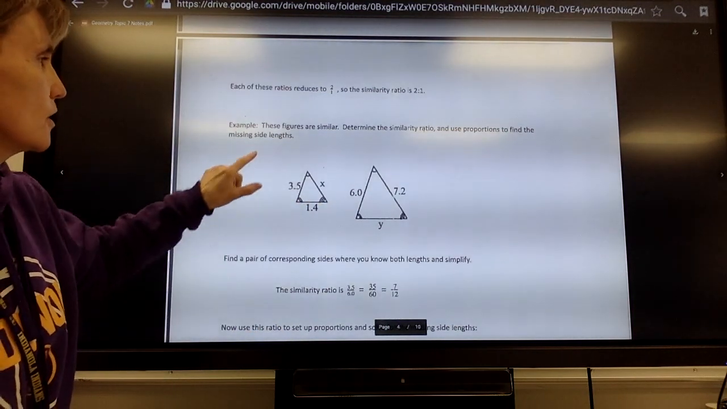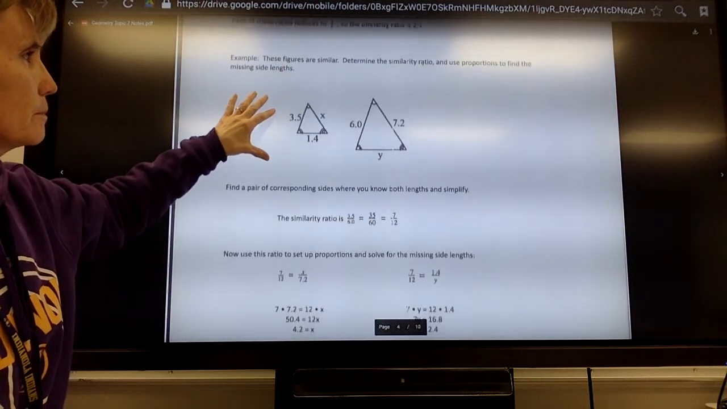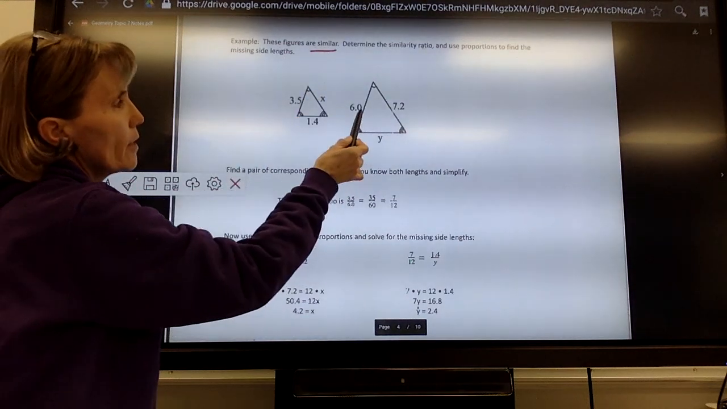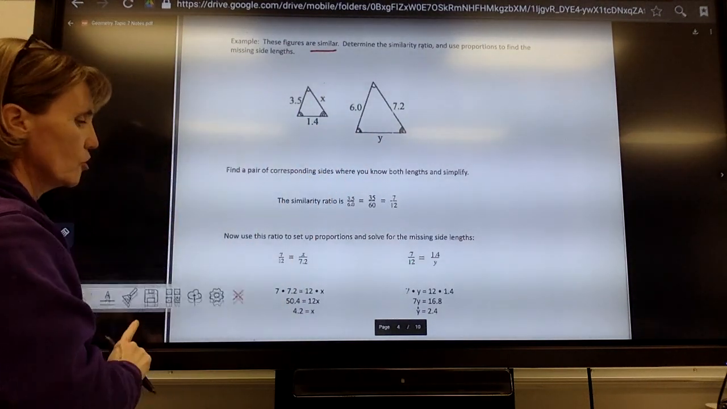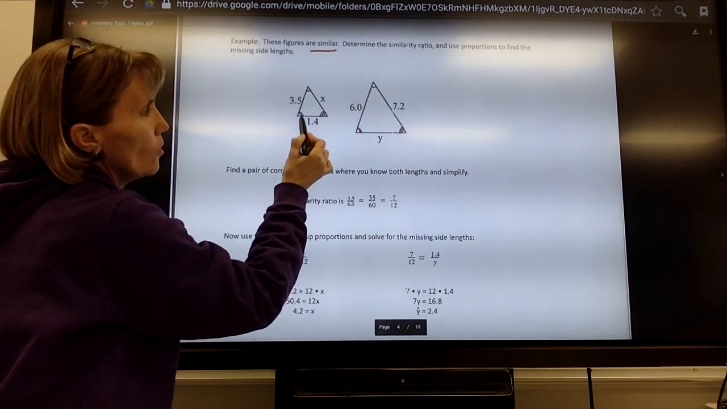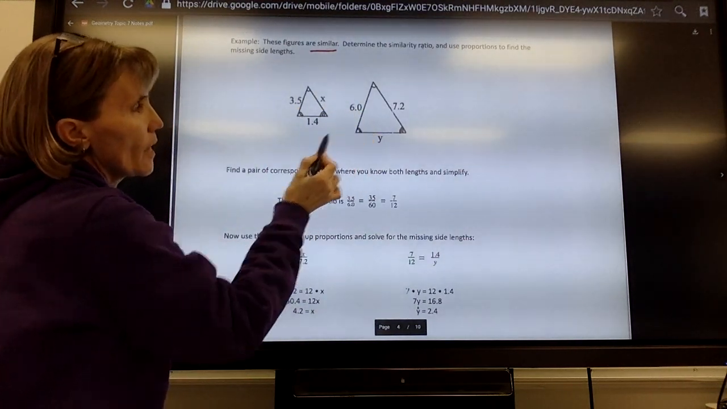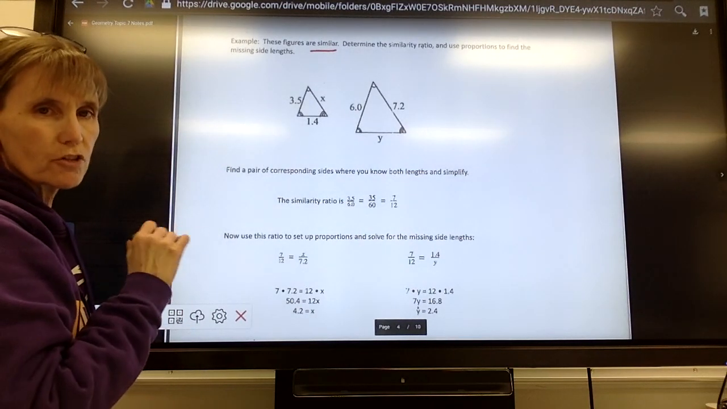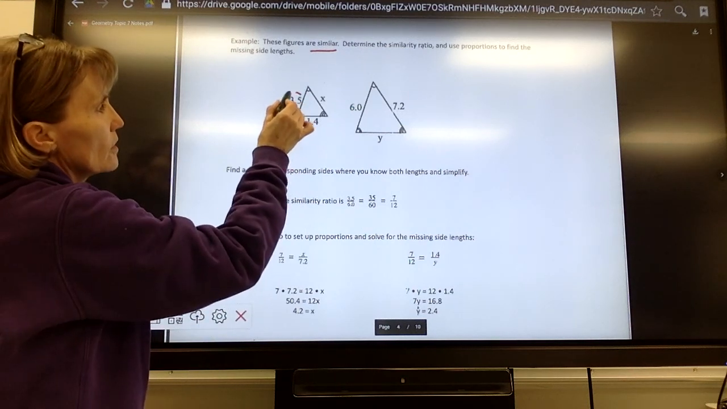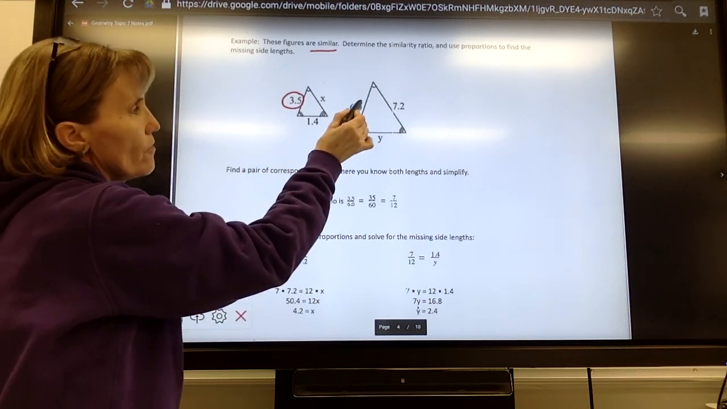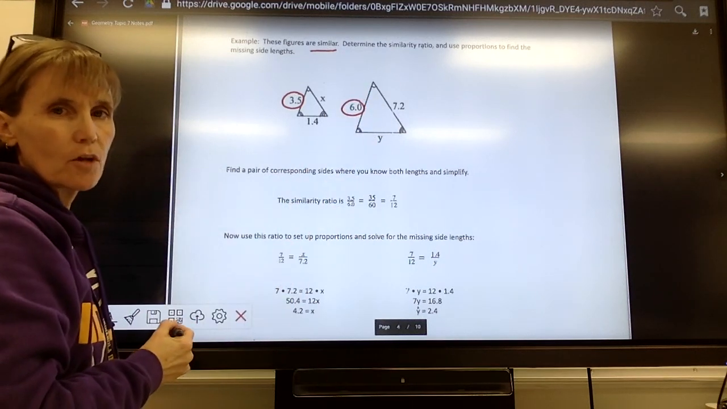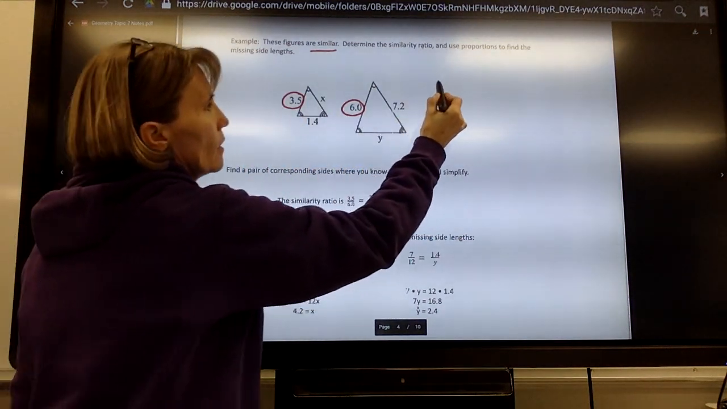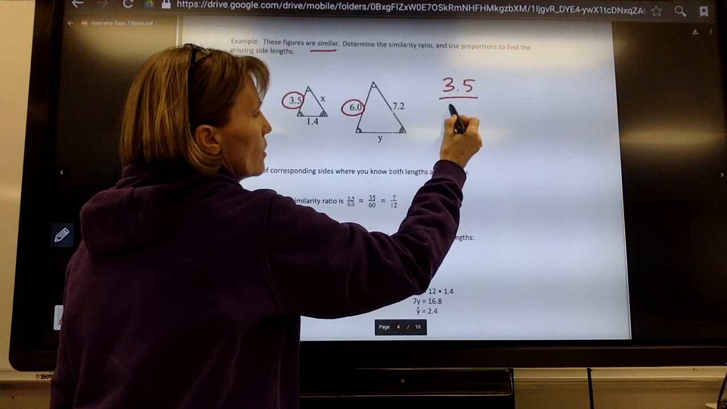Okay, so these two triangles, they tell us, are similar. Since we know they are similar, it means their sides have to be proportionate to each other. Their angle measures are congruent, they're exactly the same, but the sides have to be proportionate. So you want to find a set of sides where you know both sides for the two figures. So if I look at this side here on the left, I know it's 3.5, and this side on the left is 6. So I'm going to write a ratio for those two corresponding sides. I'm going to say 3.5 over 6.0.